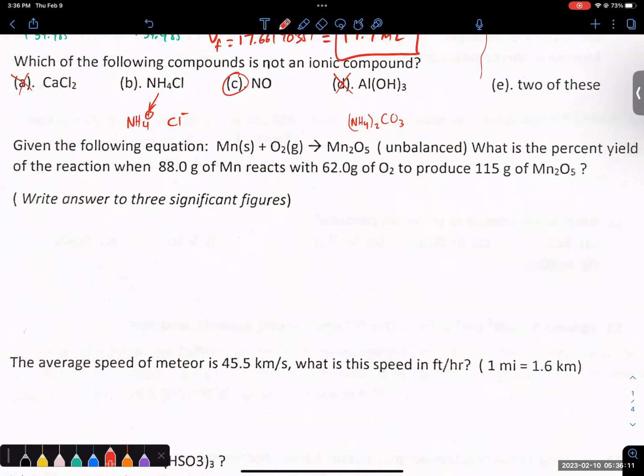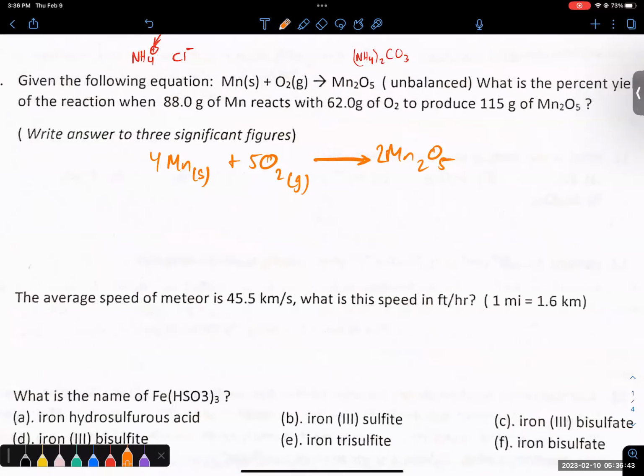So, what's the first step in this problem? He was nice to you when he said it was unbalanced. So manganese, plus O2 gas, makes Mn2O5. All right, what were your coefficients when you balanced it? 4, 5, 2. That is correct, that is what I got as well. So, what is our next step?